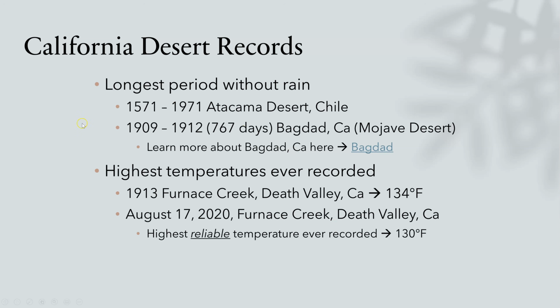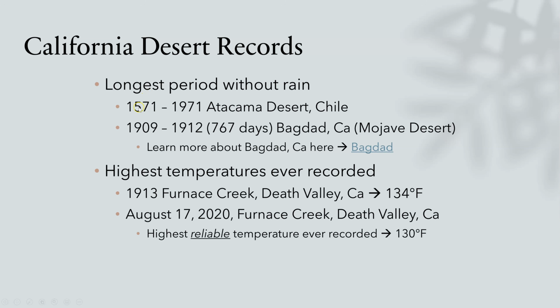Okay, so California deserts have the longest period without rain. Most of the vegetation that you see there is very minimal, and we see things like cacti and succulents. The other areas where we might see prolonged periods without rain, we also see in Chile, in addition to the Mojave Desert. These are the longest time periods without a single rain event.